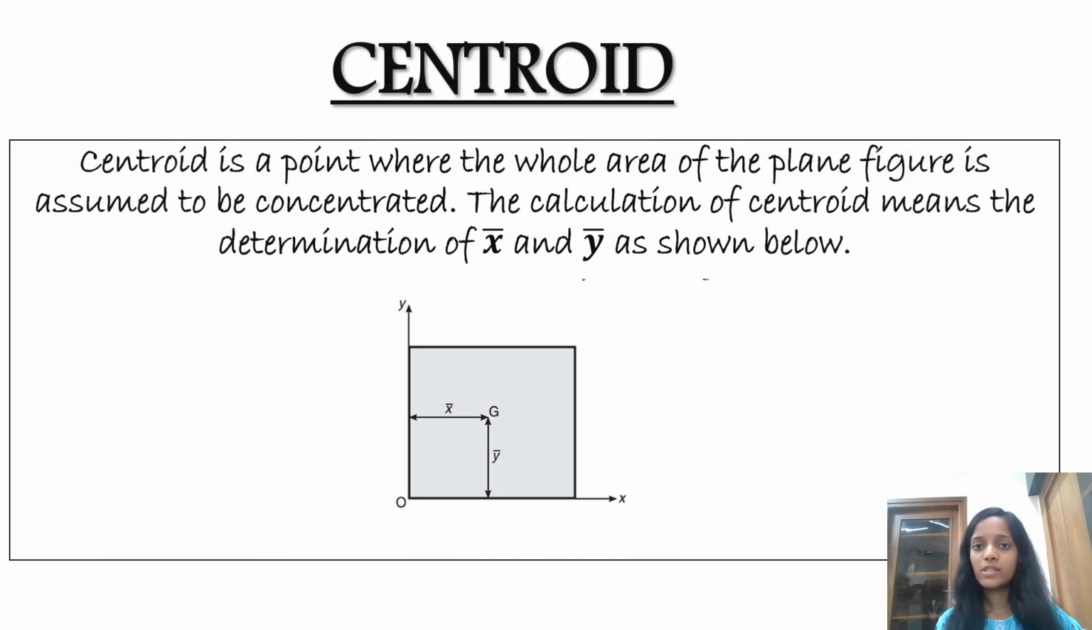Centroid. First, let us know what is the definition of centroid. Centroid is a point where the whole area of the plane figure is assumed to be concentrated. The calculation of centroid means the determination of x bar and y bar as shown below. You can see here in this figure, x bar is the centroidal distance from the y-axis, and y bar is the centroidal distance of centroid from the x-axis.